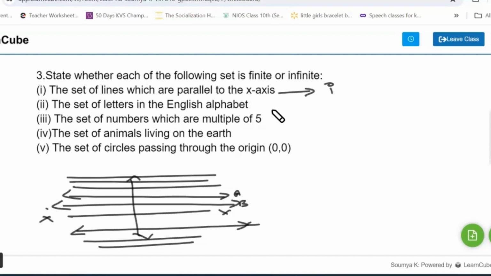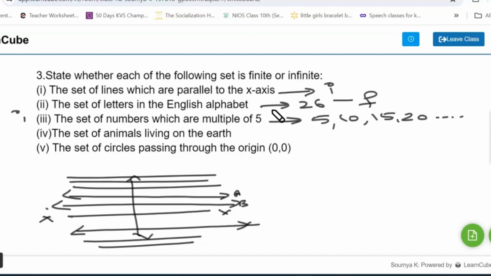The next one is the set of letters in the English alphabet. In the English alphabet, you have 26 letters, that is a limited or finite number of elements. So it's a finite set. Set of numbers which are multiples of 5. Multiples of 5 means you will have the first element as 5, then comes 10, 15, 20, it goes on. The range is not told here, till what it ends is not told. So this is an infinite set.